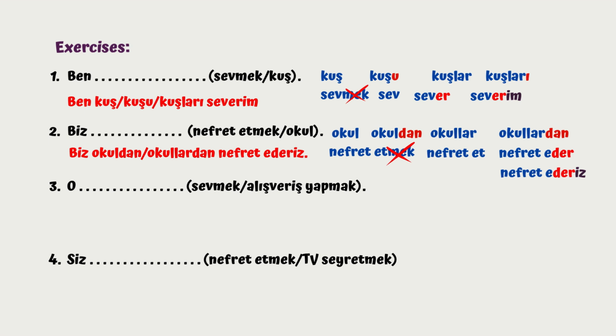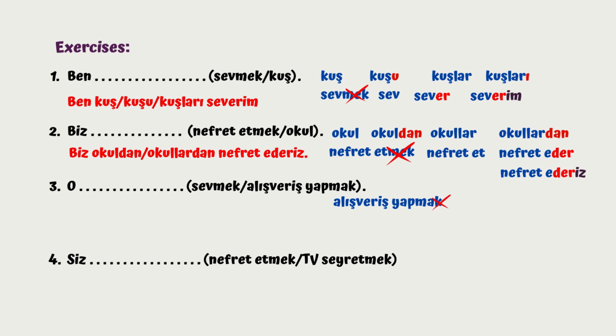Let's take a look at number 3. So what we have got here is o, sevmek, alışveriş yapmak. So we're gonna say he or she likes shopping. This time we don't have a noun. We have a verb, alışveriş yapmak. Let's take a look at alışveriş yapmak.